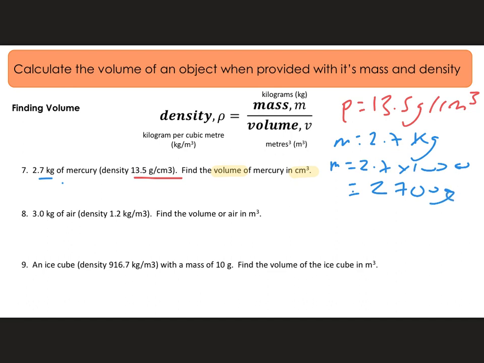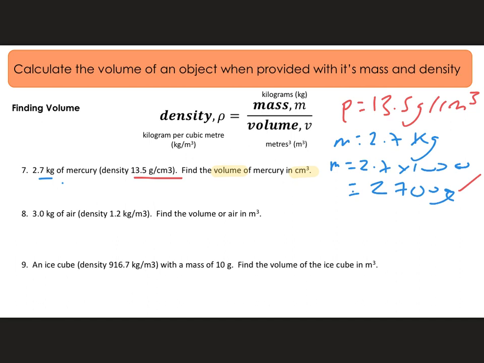Okay, I would get a mark for a conversion here if this was in the exam. So getting 2,700 grams would be a mark. Also, you could have done 13.5 divided by 1,000 to get your answer there, which would have also been acceptable, of 0.0135 grams per centimetre cubed.